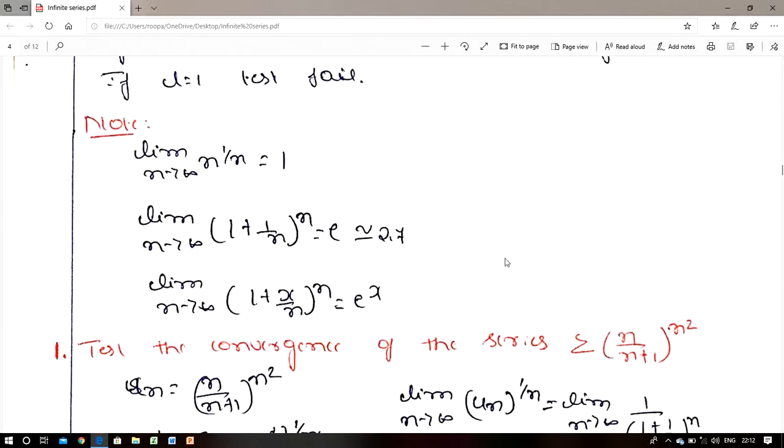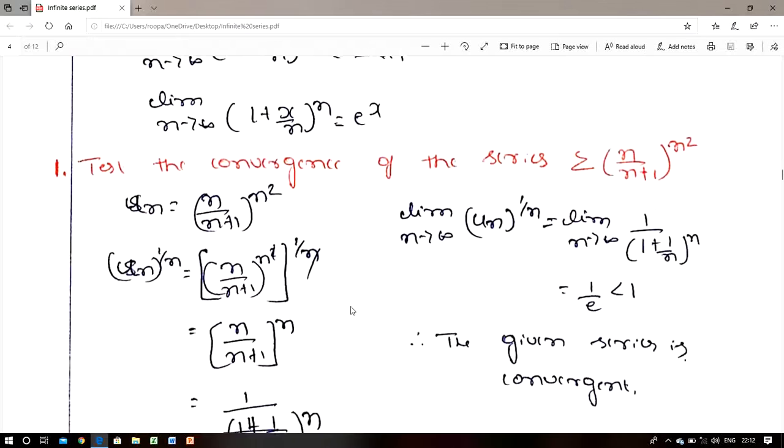Next come some standard results, which are very important for solving problems. First, limit n tends to infinity, n to the power of 1 by n is equal to 1. Limit n tends to infinity, 1 plus 1 by n whole to the power of n is equal to e, whose value is nearly 2.7. Next, limit n tends to infinity, 1 plus x by n whole to the power of n is equal to e to the power of x. Now come to the problem.